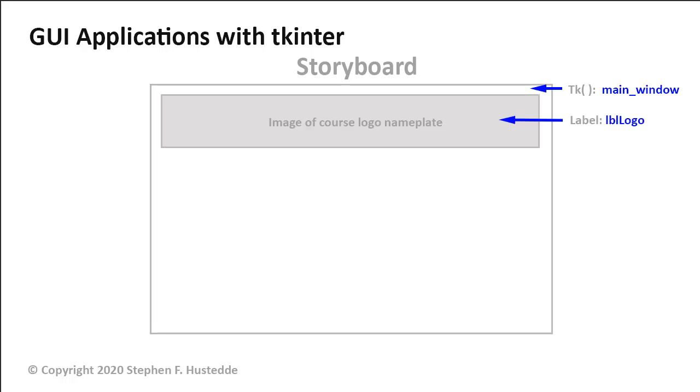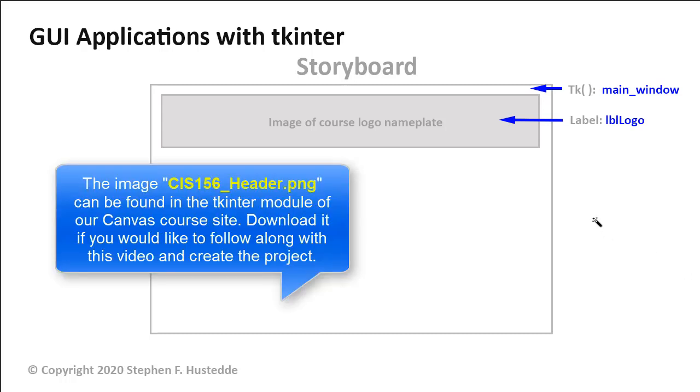Then I'm going to add a label that I'm going to call LBL logo. And the LBL is Hungarian notation that's used in other languages such as Visual Basic. I like it because it visually gives me a clue in my code of what kind of object this is. Everything that starts with an LBL I know is a label. So LBL logo, and I use camel casing here, so I capitalize the L in logo. And it's going to contain an image. And I have an image that I'll provide of the nameplate for our course that I use in our checklist and our assignment PDFs. So I'm going to display that up here.